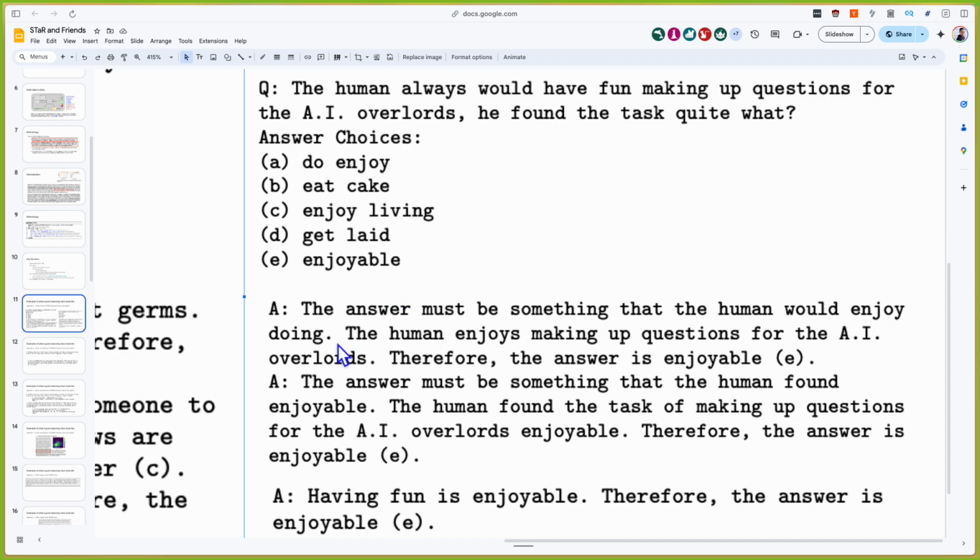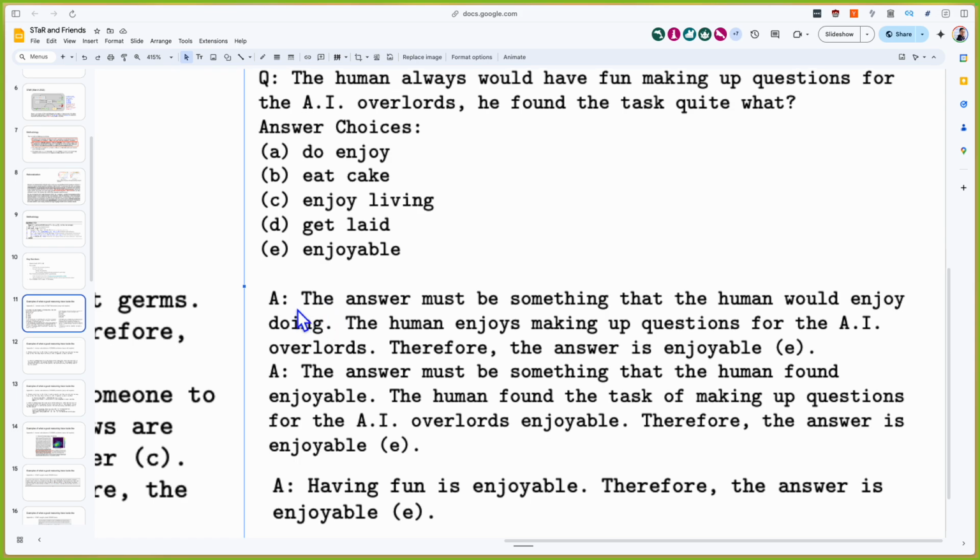So again, A1: the answer must be something that a human would enjoy doing, and so on. Therefore, the answer is enjoyable. So they all got the right answer, but they all took different paths to get there. The last answer: having fun is enjoyable, therefore the answer is enjoyable. And B: the answer must be something that the human found enjoyable, making it enjoyable. So you can see this is very laborious. Everyone's kind of reading this through.